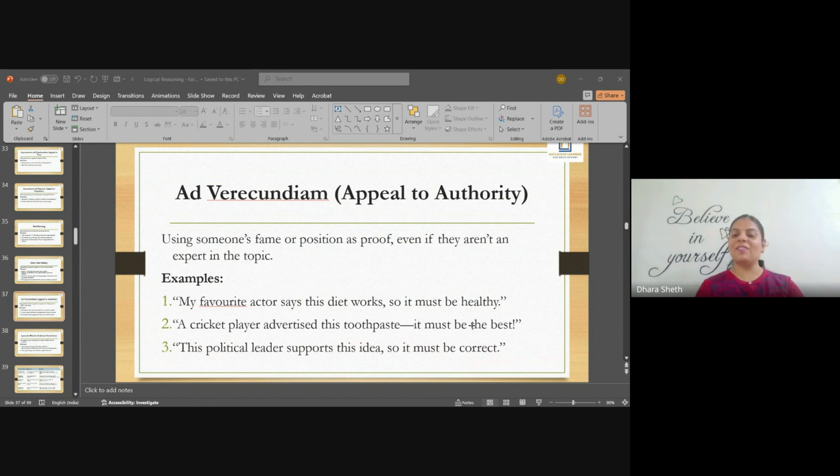A cricket player advertised this toothpaste, so it must be the best. This political leader supports this idea, so it must be correct. Now, if this idea is not related to governance of the nation, then it is not correct. Someone saying mutual funds sahi hai, but he is not from the finance world. You need to look up to people in the field of economics and finance, and then when they say something like that, it's okay. Just because someone of another profession says that, you cannot believe it.